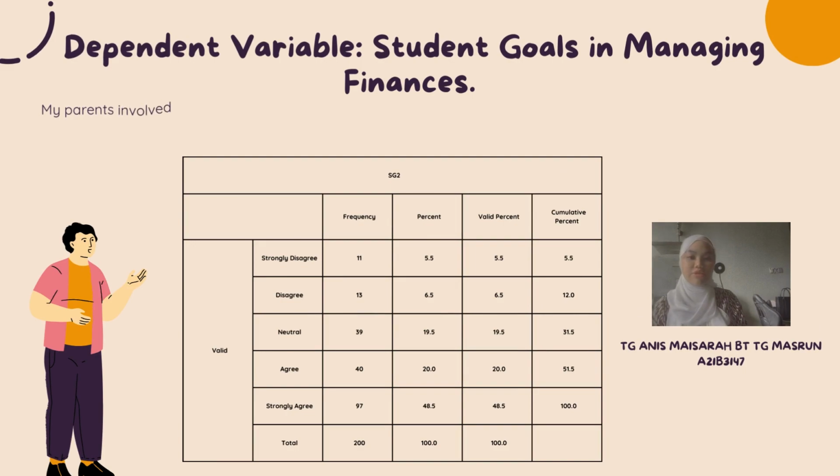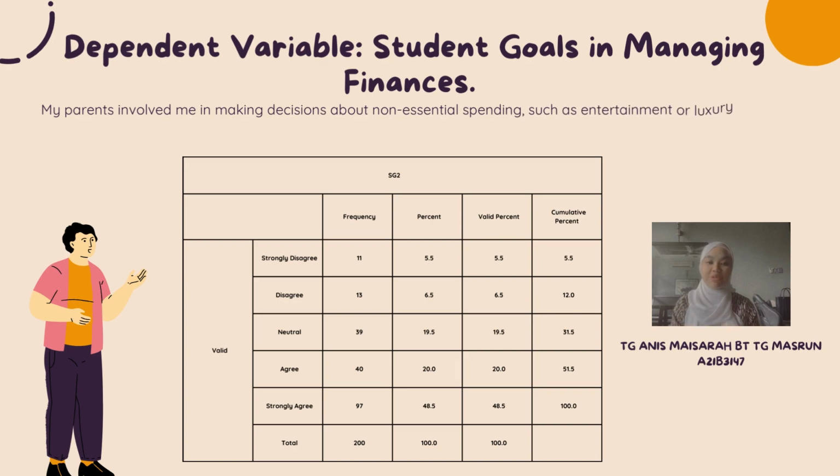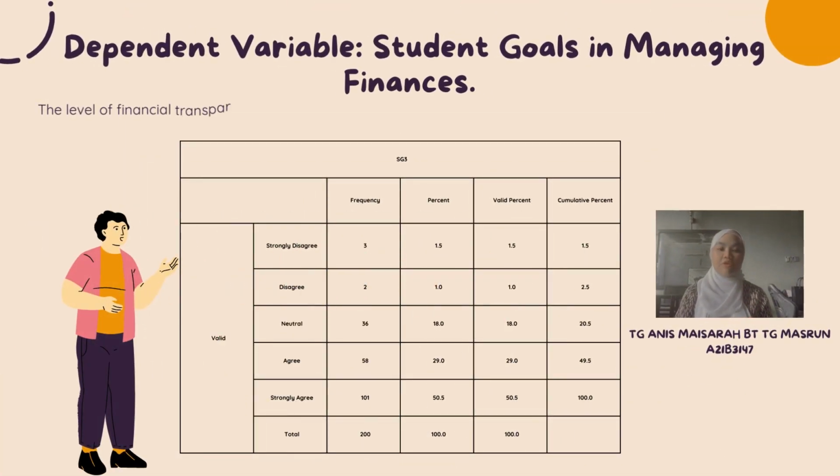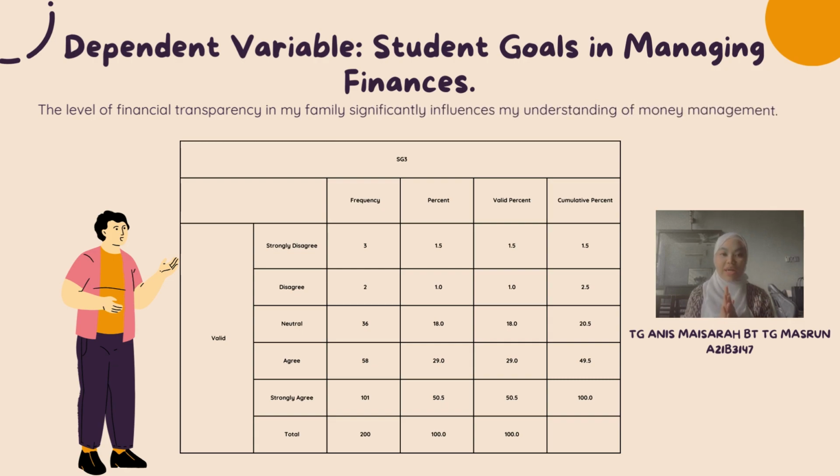Continue to SG2. 48.5% of respondents strongly agree with the statement, representing the highest percentage, while an additional 20% agree. A smaller proportion disagree with 6.5%, and 5.5% strongly disagree. Additional 19.5% of participants took a neutral stance. Move to SG3. 50.5% of respondents strongly agree with the statement, constituting the highest percentage, while an additional 29% agree. A smaller proportion disagree with 1%, and 1.5% strongly disagree. Additional 18% of participants took a neutral stance.